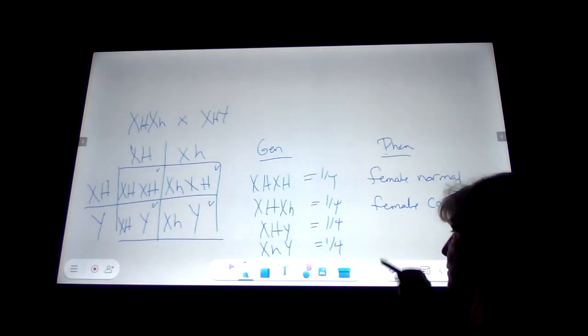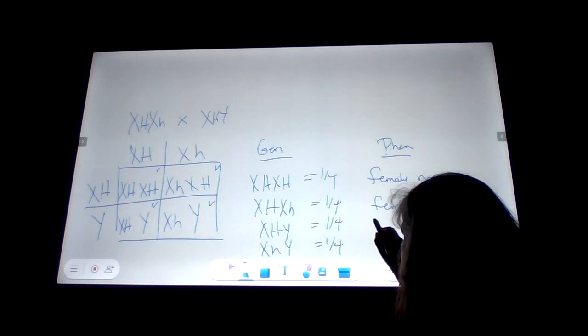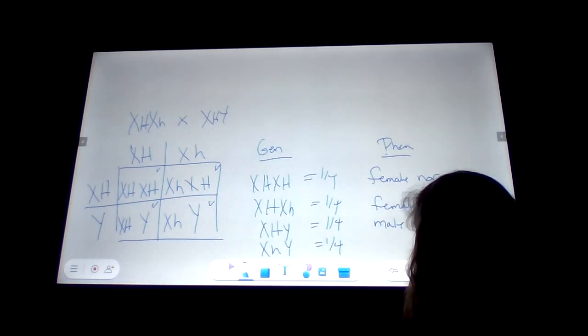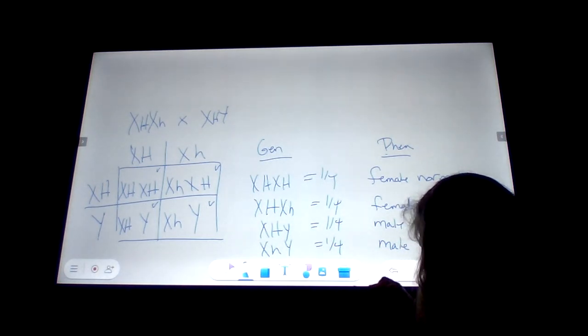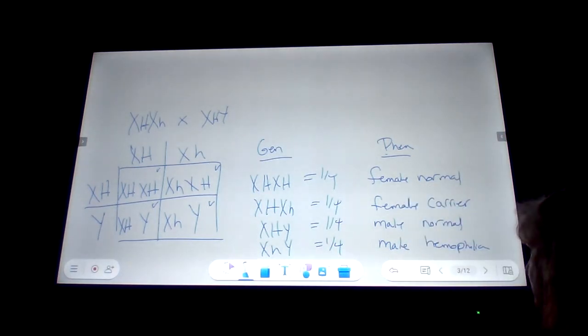to the next generation. I have an X and a Y, so this is a male. He has a big H, so he's normal. I have an X and a Y, so it's another male. He has a little h, so he has hemophilia. Okay, so that's sex-linked. Now let's go for the really fun ones.